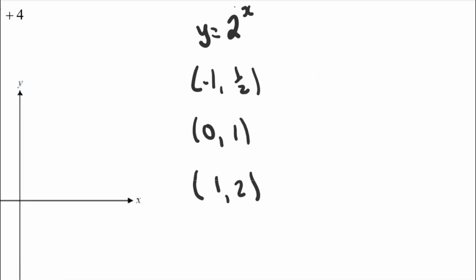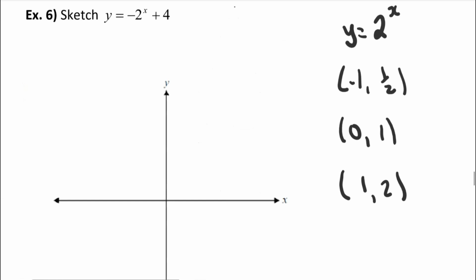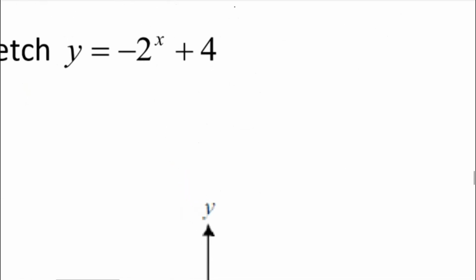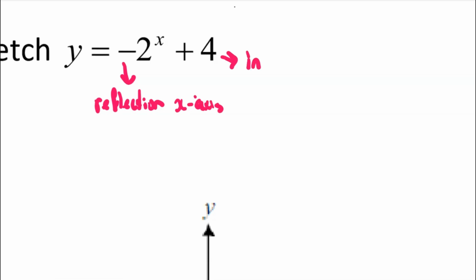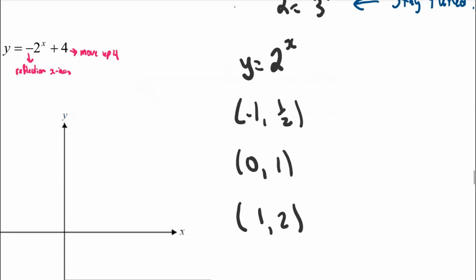How this is going to map out: because this negative is attached to the outside, to the base of 2, we're going to say this is a reflection about the x-axis. And then you move up 4. So move up 4. Okay? All right.